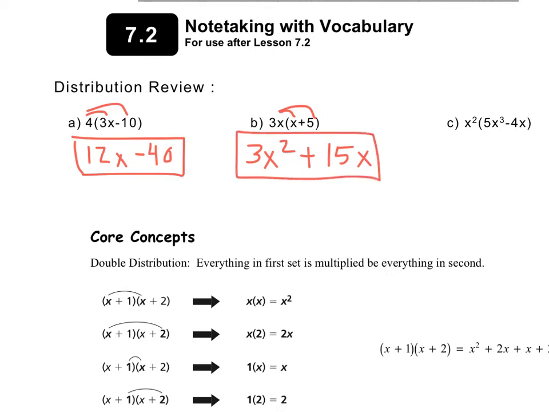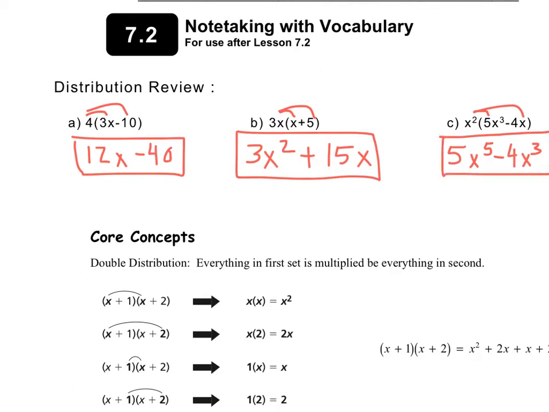So C, I'm distributing x squared into the parentheses. So x squared times 5x to the third. Well, nothing times 5 is 5. X squared times x to the third is going to have 5 x's there, so x to the 5th power. So that's taking you back to your exponent rules. And then x squared times negative 4x. Nothing times negative 4 is negative 4. X squared times x is going to be 3 x's, so x to the third. X to the fifths and x to the thirds don't mix, so that's done.